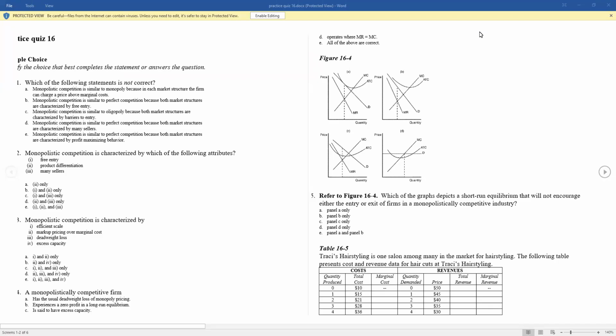Okay, I'm going to start going over the practice quiz, 16. Number one, which of the following statements is not correct? All right, the emphasis is on not correct. That'd be C as in Caroline.